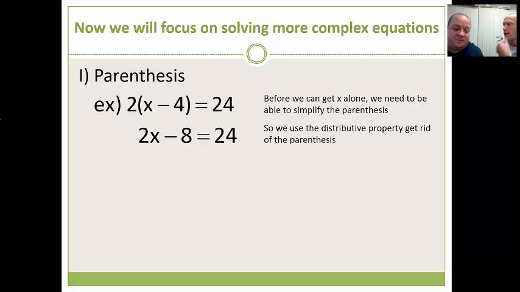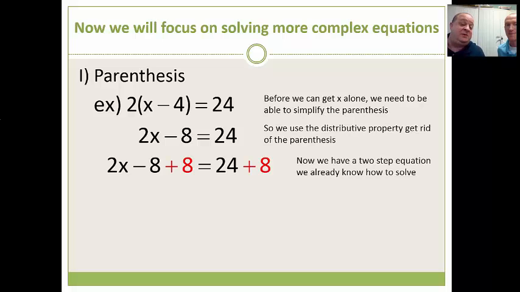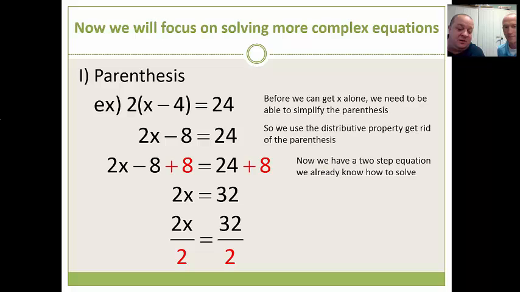Now, at this point, I believe this looks very similar to what we did the other day. It really does, actually. What we're going to do is get the numbers onto the other side. So that negative 8, how do we get rid of it? Well, we do the opposite. We're going to add 8. So we're going to have 2x minus 8 plus 8 equals 24 plus 8. So that'll give us 2x equals 32. Divide both sides by 2. And we have our answer of x equals 16.